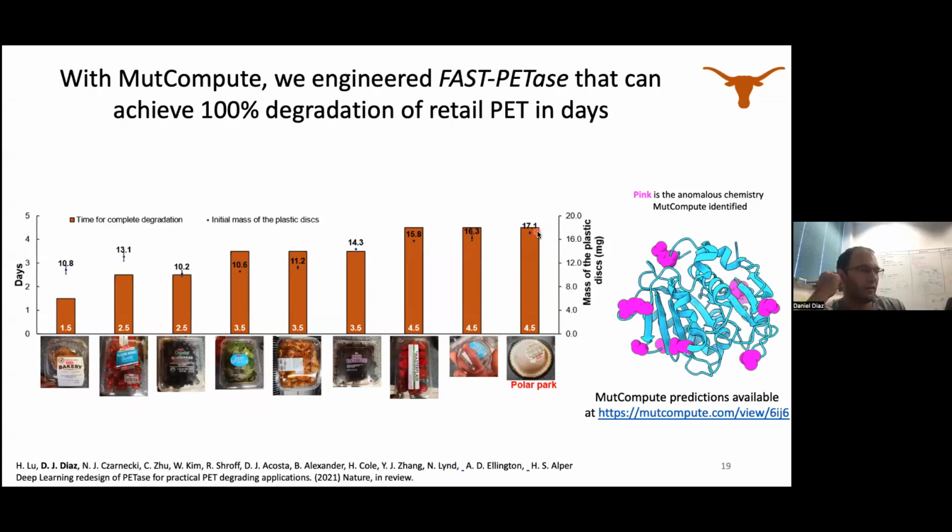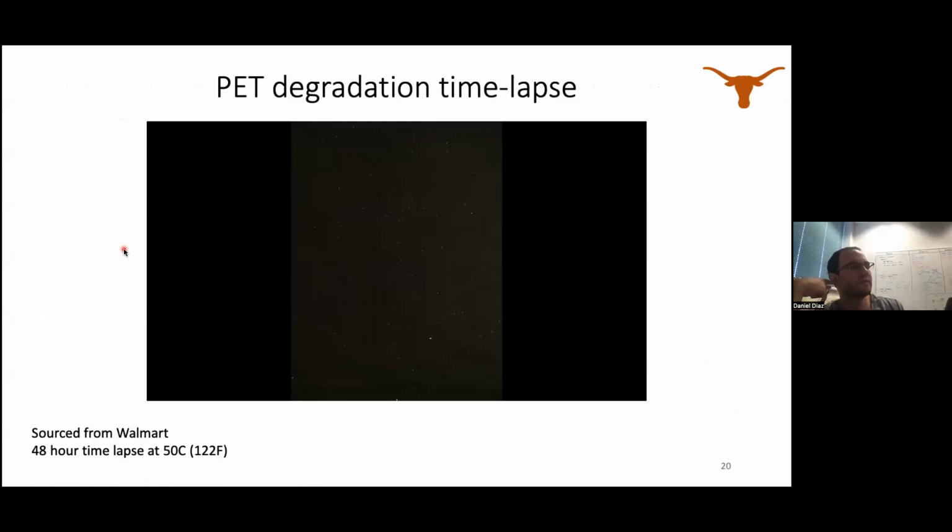We were able to get 100% degradation at 40°C. That's like a hot day in Texas, but that took longer than 2 days. I think that was like 4 to 5 days. So still pretty impressive that we can go from plastic degrading over hundreds of years to a matter of a few days to a week or two.